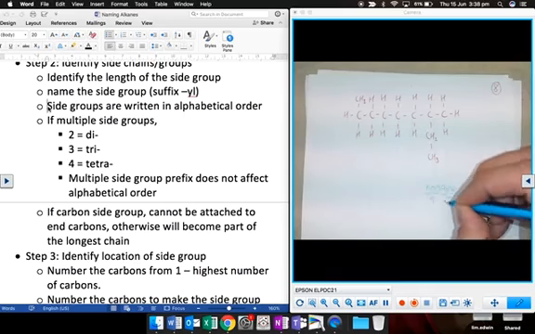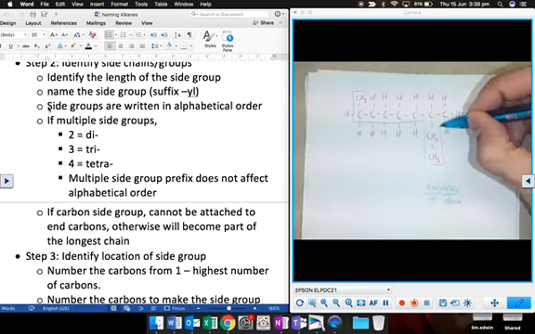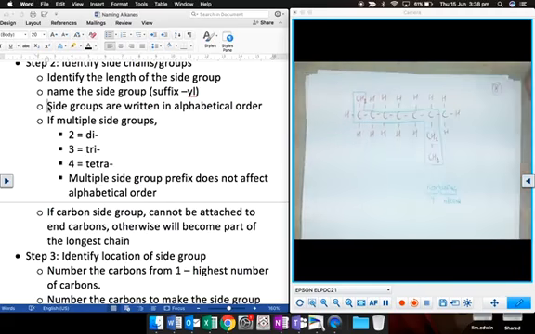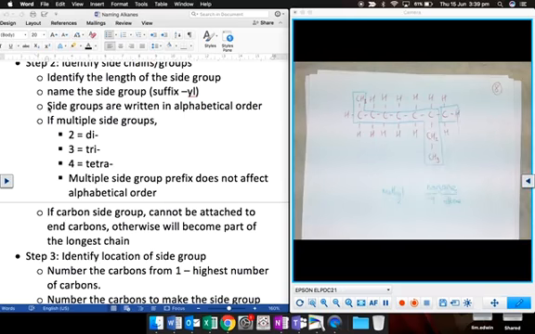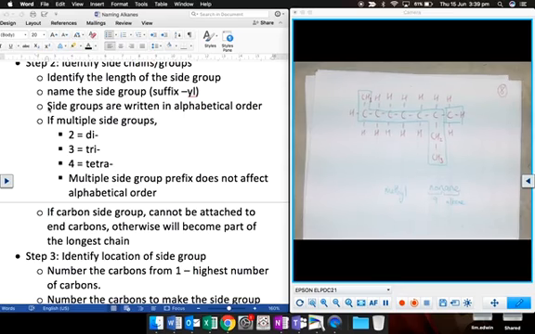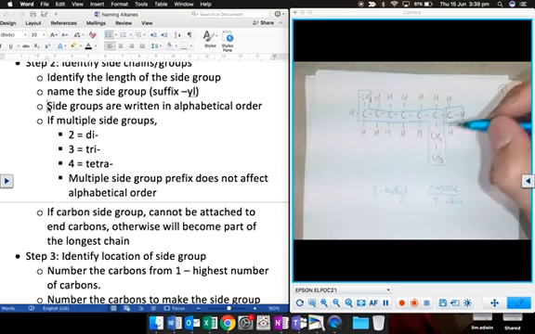If these are part of the main chain, how many side chains do I have? I only have 1. That's my side chain there. If I only have 1 side chain and it's a methyl side chain, right? That's all I need. I need to work out its number. Its number is 3. How did I work that out?